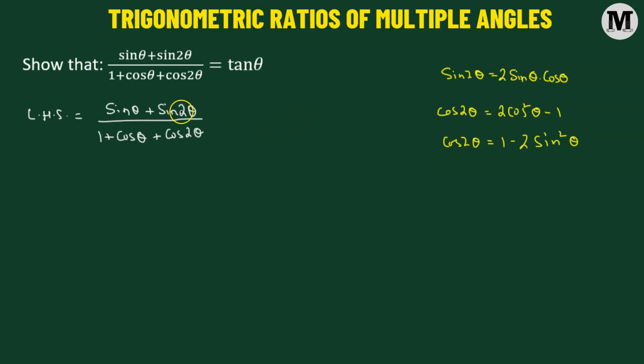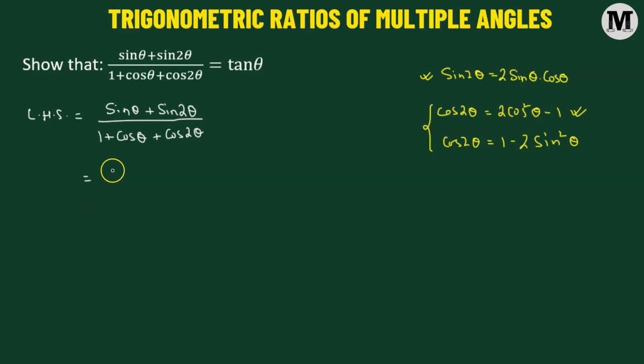In the numerator, we have sine 2 theta, so we'll use this particular formula. However, in the denominator, for cosine 2 theta, we have to use only one of the formulas. We will choose the value of cosine 2 theta in such a way that the 1 gets cancelled out and we are only left with 2 terms in the denominator. So the best choice will be to choose cosine 2 theta as 2 cosine squared theta minus 1.